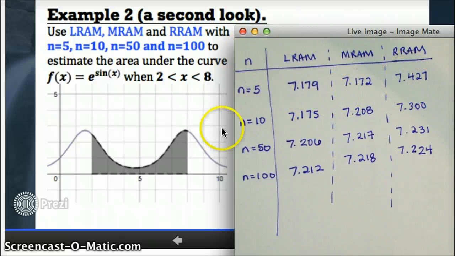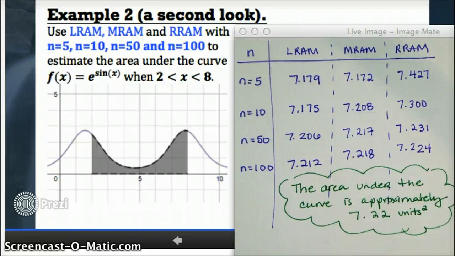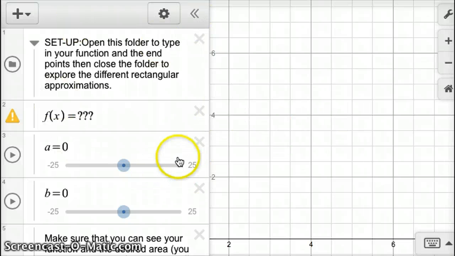And looking at the table of values here, since we know that the higher n, the more accurate the approximation, there's a couple conclusions we can draw. First, we can say the area under the curve is approximately 7.22 units squared. And we can also conclude that as long as we use a high enough n value, it doesn't really matter which approximation we use. They're all going to get pretty close in the end. Okay, now that you're comfortable with the technology, don't lose the calculator. You're going to want to use this again and again.